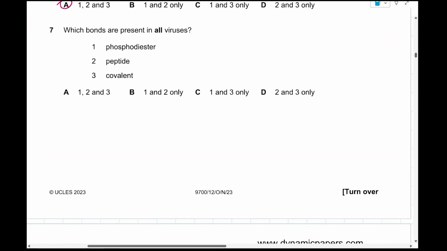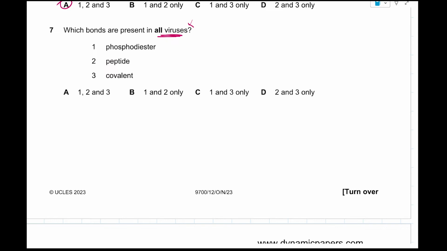Number 7, which bonds are present in all viruses? So as we all know, all viruses must contain a nucleic acid, whether it's a DNA or an RNA, but be careful, it's not both at the same time. It's either a DNA or an RNA virus, and must contain a capsid or a protein capsid. Sometimes viruses do contain an envelope, but here it's not in all viruses. Therefore, as we mentioned, a nucleic acid and a capsid.